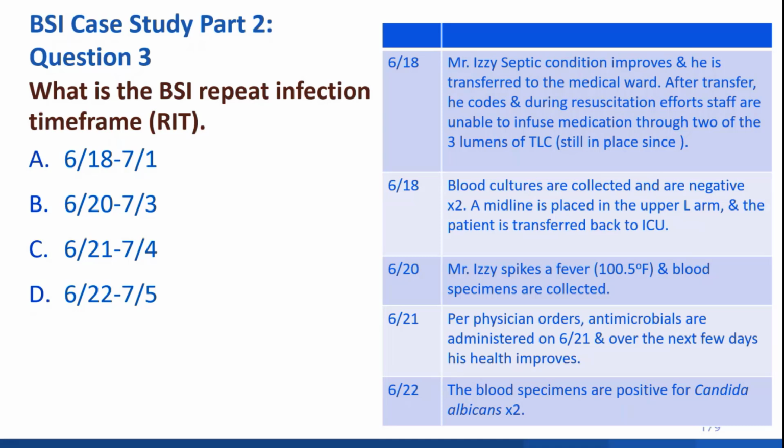Question number 3, what is the BSI repeat infection time frame? Is it A, 6/18 to 7/1, B, 6/20 to 7/3, C, 6/21 to 7/4, or D, 6/22 to 7/5?